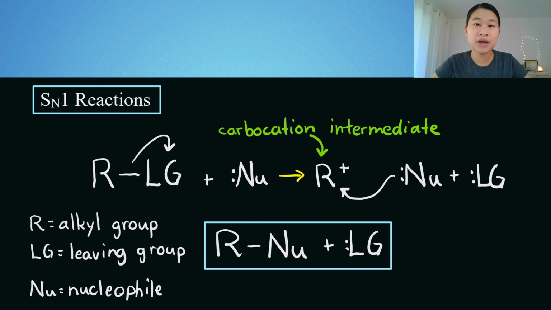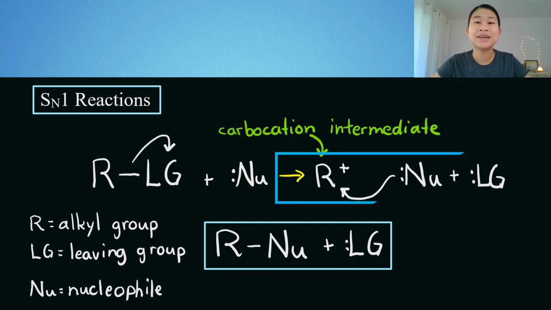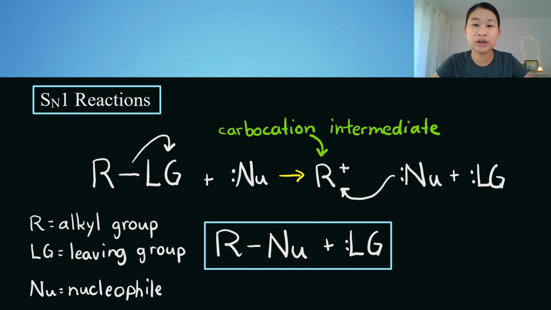At this stage, if it's possible to make a more stable carbocation, rearrangements will occur. These may include hydrogen shifts, methyl shifts, or ring expansions. In step 2, the nucleophile will attack the carbocation, binding itself to the molecule. In step 3, if necessary, deprotonation will occur to remove the positive charge from the nucleophilic atom.